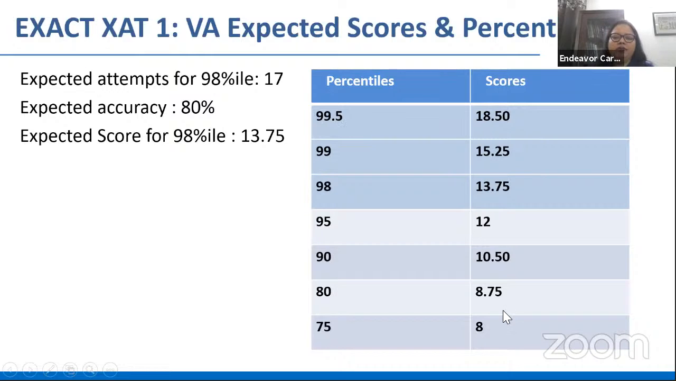Let's look at the lower values. A score of 12 for a 95 percentile, a score of 10.50 for a 90 percentile, a score of 8.75 for an 80 percentile, and a score of 8 is expected to fetch you a 75 percentile.